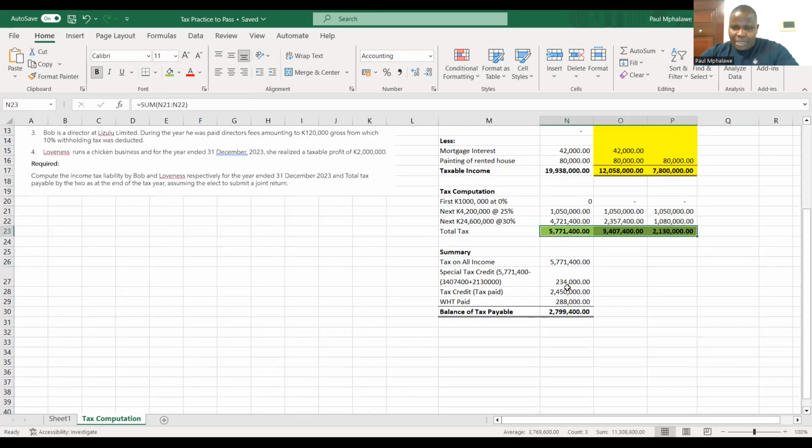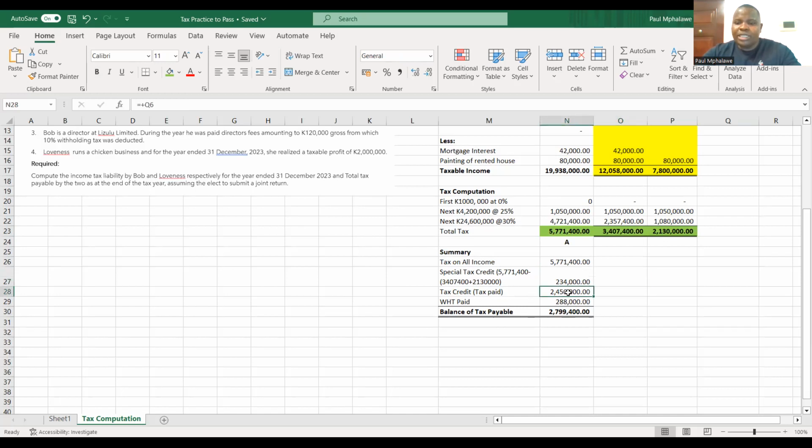Okay, so in summary, what are we saying? The total tax income as given here, this is total A, comes as the total for the two. If they elect to pay tax as a couple, this is the tax that they would have paid. Okay. However, there's a special tax credit that comes in if we take the total 5.7 minus 3.4 and 2.1. Okay, the balance is 234,000. That is a tax credit. That is an incentive for paying tax as a family.